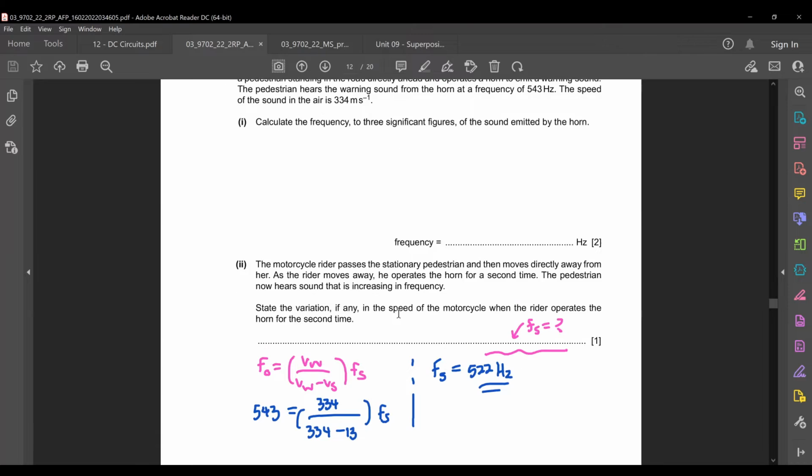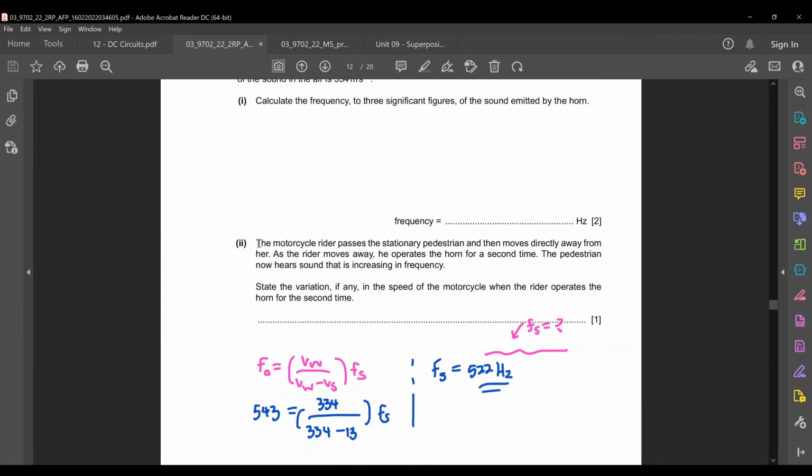All right, then after that, if you look at the second part, they tell you the motorcycle rider passes the stationary pedestrian and then moves directly away from her. As the rider moves away, he operates the horn a second time. The pedestrian now hears sound of increasing frequency. State the variation, if any, of the speed of the motorcycle when the rider operates the horn for the second time. Okay, now this one is the one that may cause you guys some confusion.